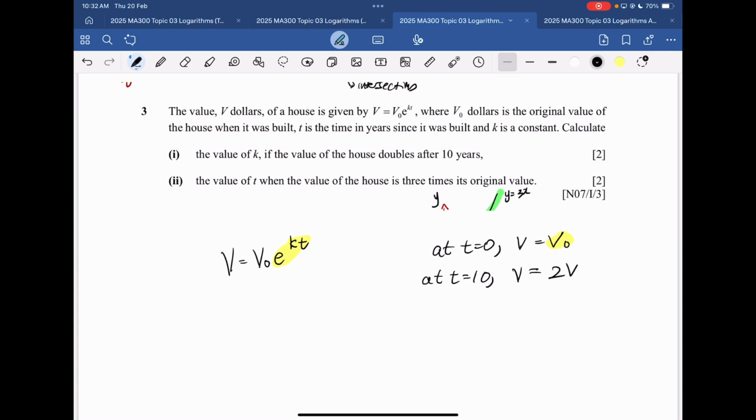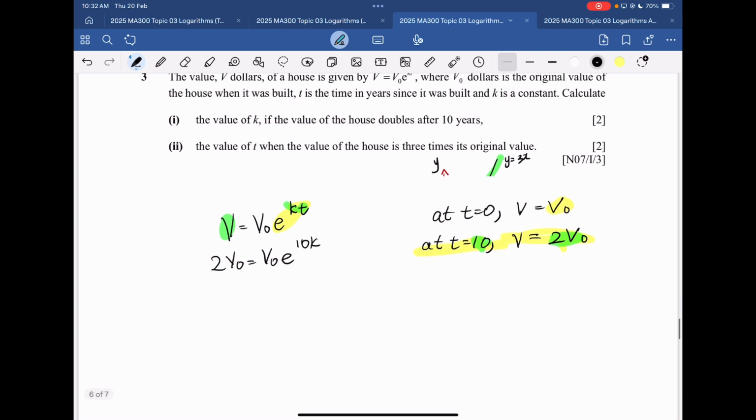2V0, correct. Okay? Can I? So let me unpack this for you. You take this and sub it inside the equation. So I will sub it here, I will sub this here, and I will sub this here. From my value, 2V0 is V0 e^(10k) after 10 years, which is perfectly doable.